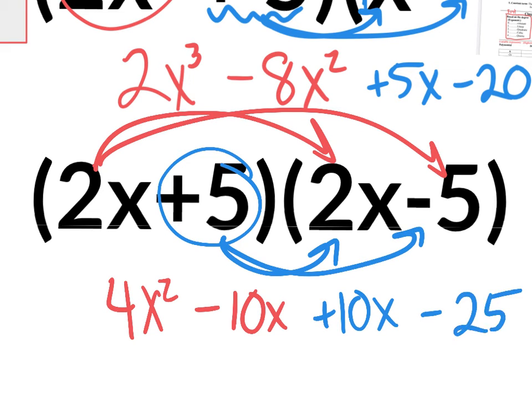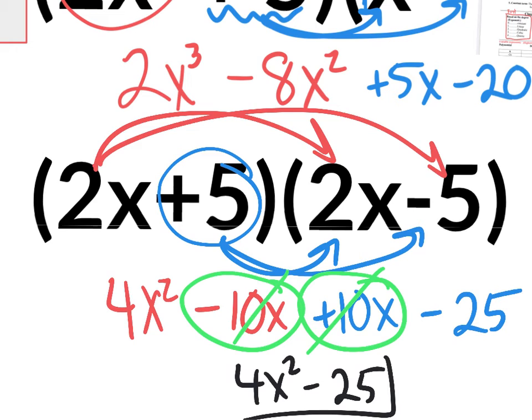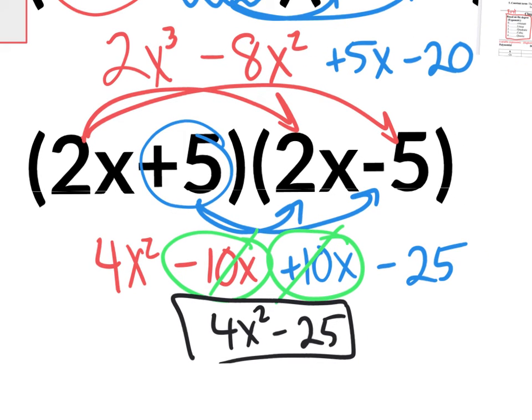is negative 25. Now, when you combine like terms, you have x's on both the negative 10x and the positive 10x, so those are like terms. You could combine them, and as you could recognize them right here, they are complete opposites. You have a negative 10, you have a positive 10, they're opposites, they eliminate, they disappear. Final answer, 4x squared minus 25, and that's what we call a quadratic binomial, if you were to classify it.